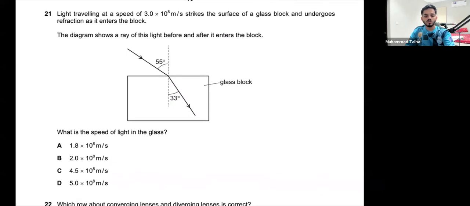This is also a good question, not really difficult, but it definitely does use a formula that most students tend to overlook. Light traveling at a speed of 3 × 10^8 meters per second strikes the surface of a glass block and undergoes refraction. The diagram shows a ray of light before and after. What is the speed of light in the glass?